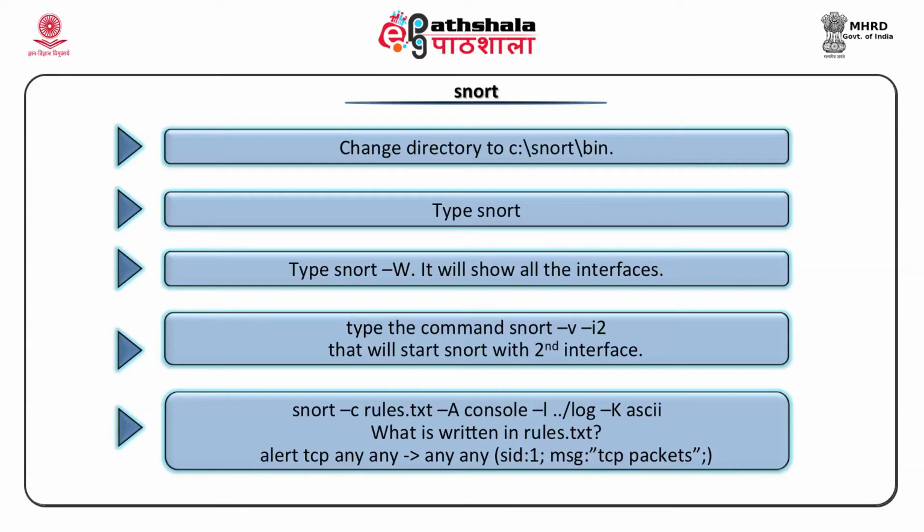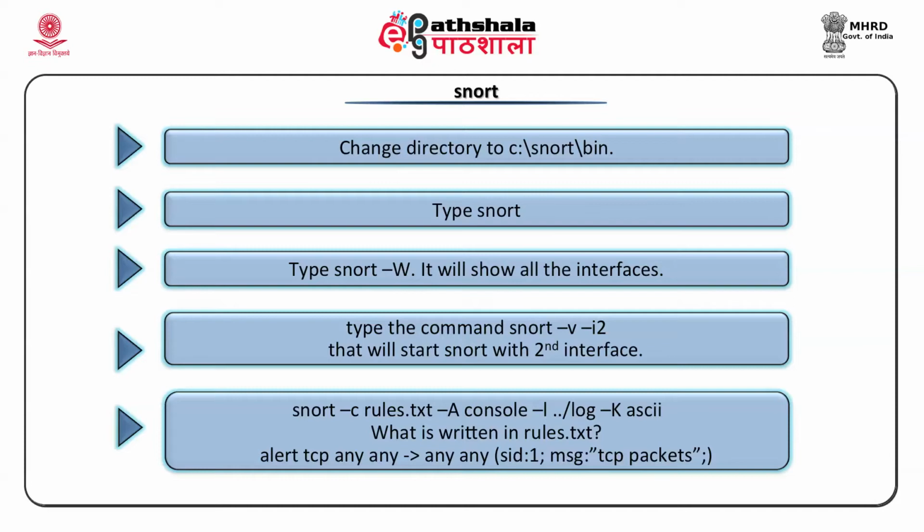Once you have all the interfaces, you need to check on which interface you want to start Snort. If you want to start Snort on the second interface, it is called I2. So, type the command snort -v -i2. If you do snort -v -i2, it would start running in packet dump mode. What does it do? It tries to read the packets. To stop, I pressed Ctrl+C to stop Snort.